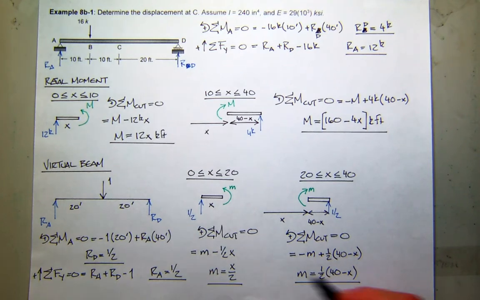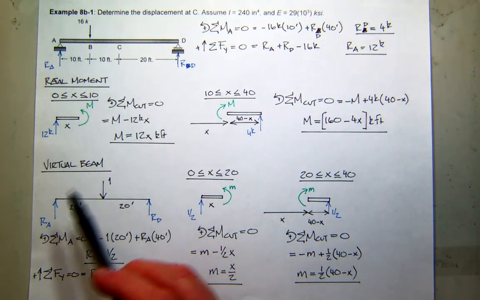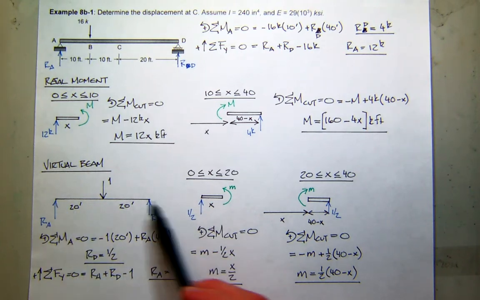Can I check those? Yes. Do you know anything about the moment in this virtual beam? It should be 0, 0, 0, 0. 0 here and 0 there.